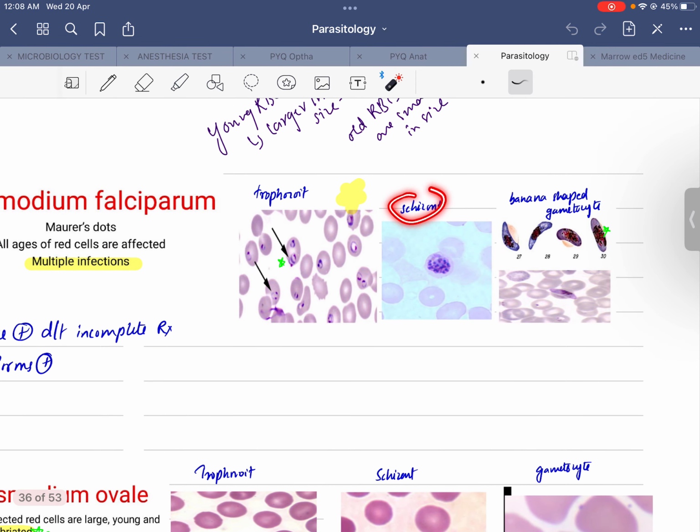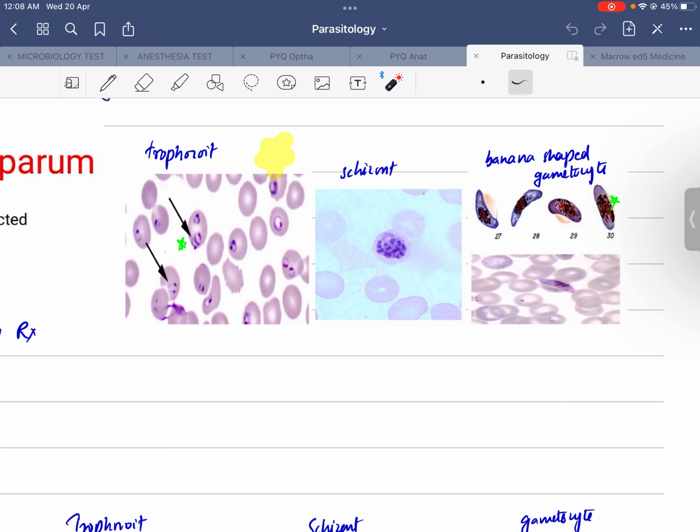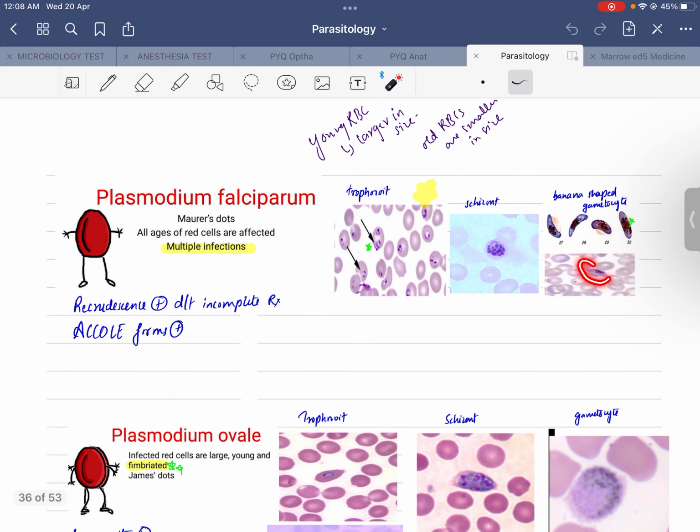This is the schizont stage of falciparum, and this is the gametocyte stage of falciparum. What is very easily identifiable is the gametocyte, which is banana shaped, and the trophozoite, which has multiple infections. So whenever you see multiple infections, you can straight away answer falciparum. Whenever you see the banana shaped gametocyte, you can answer falciparum.